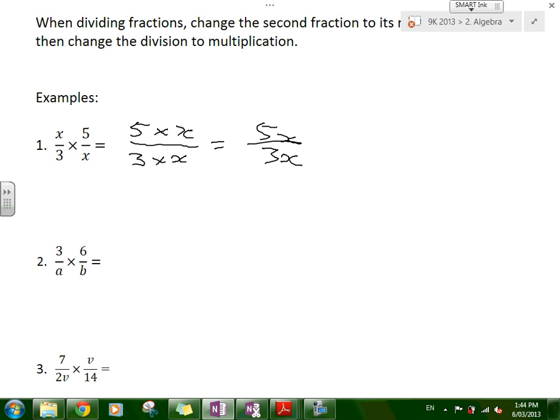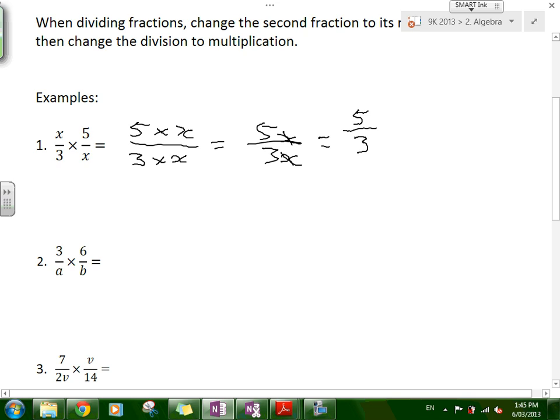Alright, so it's 5x over 3x. What is a common factor between the numerator and the denominator? x. So what happens to the x's? They cancel out, because x divided by x is 1. So we cancel out, and we end up with just 5 over 3. Here's what we end up with. And so we multiply top with top, bottom with bottom, and then you simplify.